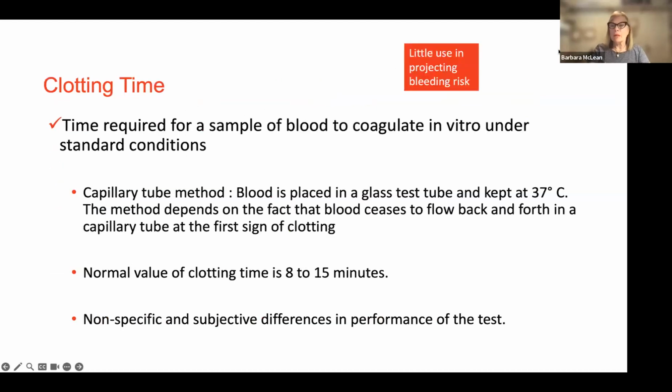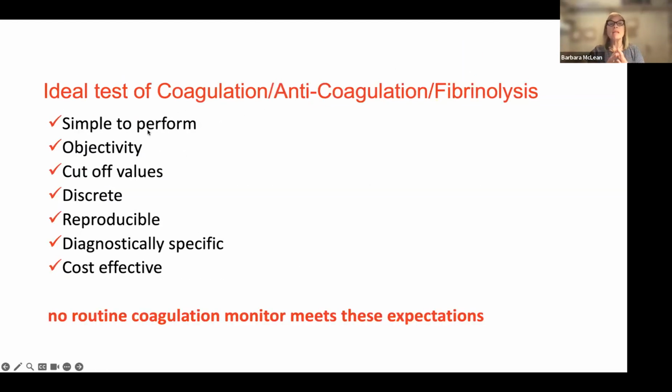So I'm going to end here, just saying that we really need to find some good ideal testing. I want to make sure that we all appreciate that we're going to do the best we can with what we have and with what our colleagues and ourselves understand. That testing should be simple. It should be objective and not require a subjective interpretation. It should have very real values. It should be discrete, reproducible, diagnostically specific. And no standard routine coagulation monitor meets these expectations. But the closest thing to meet this would be TEG and ROTEM.